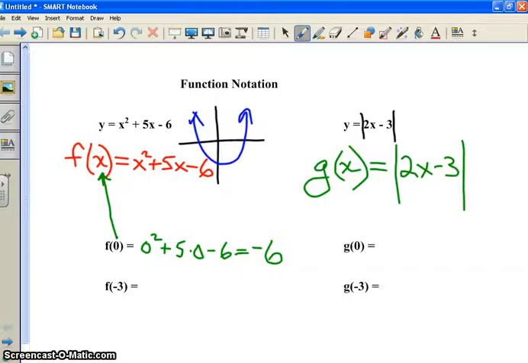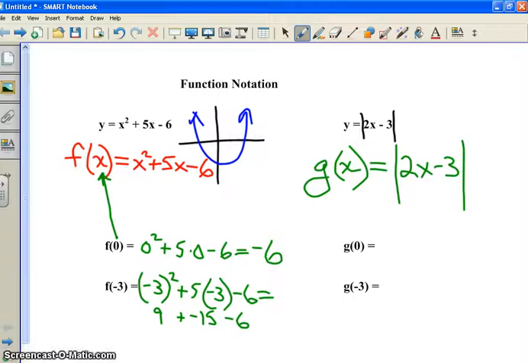And same thing down here, f of negative 3, our input is negative 3. So when we plug in negative 3 for x and evaluate that, the output is going to be 9 plus negative 15, which would make negative 6, minus another 6 would make negative 12. So our output, or our f of negative 3, comes out to be negative 12.